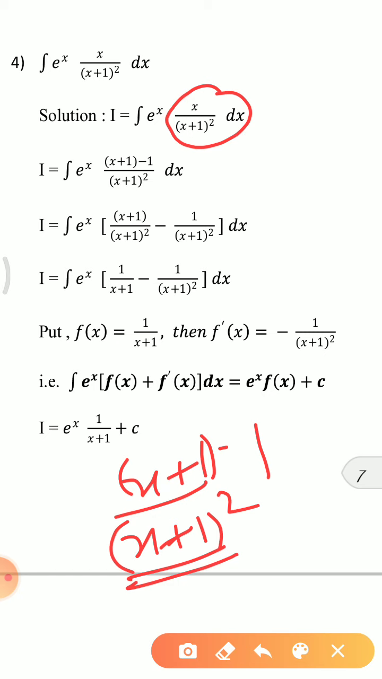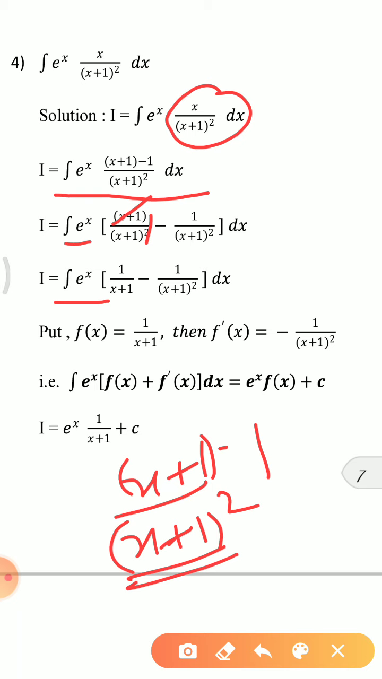That is, I is equal to integration e raised to x into x plus 1 taken in one bracket minus 1 upon x plus 1 the whole square. That is equal to e raised to x, this as it is, take bracket, the denominator should be separate: x plus 1 upon x plus 1 whole square minus 1 upon x plus 1 the whole square dx. Then here x plus 1 and x plus 1 get cancelled, remaining integration e raised to x in bracket 1 upon x plus 1 minus 1 upon x plus 1 the whole square dx.